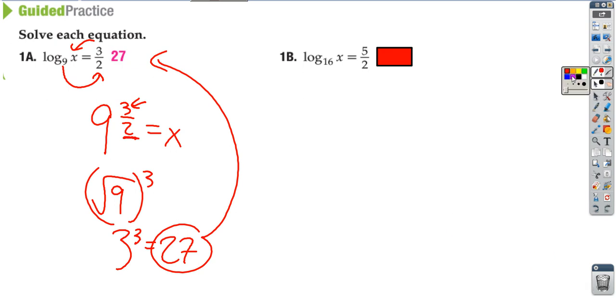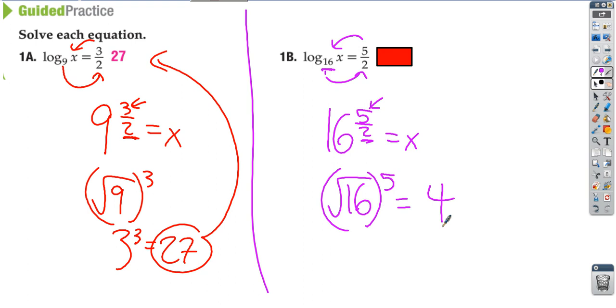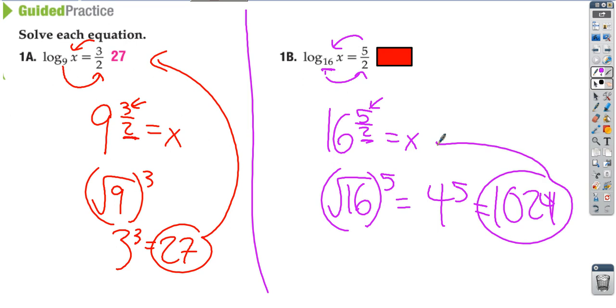Okay, right here, same idea. So let's change this to exponent form. This number raised to that power equals that answer. So 16 to the 5/2 is equal to x. This means take the square root of 16 and then raise it to the 5th power. Square root of 16 is 4, and 4 to the 5th, I think that's 1,024 would be our x value. So x should be 1,024, and it is.